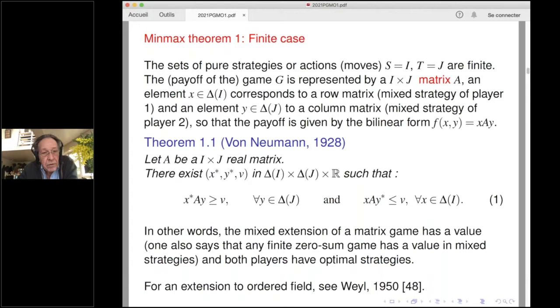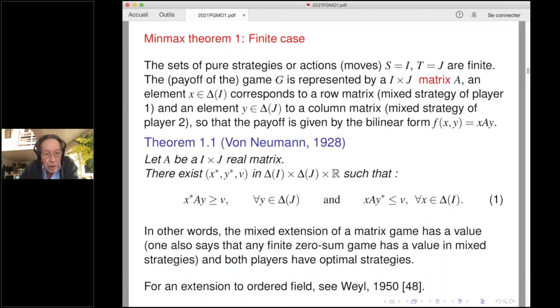And the fundamental theorem of von Neumann that goes back to 28 is as follows. You take a real I cross J matrix, then there is a triple: a mixed strategy X star of player one, a mixed strategy Y star of player two, and a number V such that if player one uses X star, then he will get at least V, whatever Y is used by player two. And if player two uses Y star, then the payoff will be at most V for every strategy of player one. Okay? So it means that the mixed extension of a matrix game has a value.